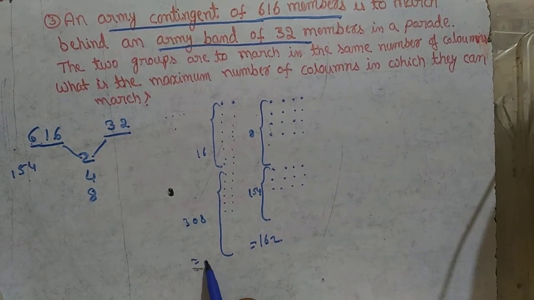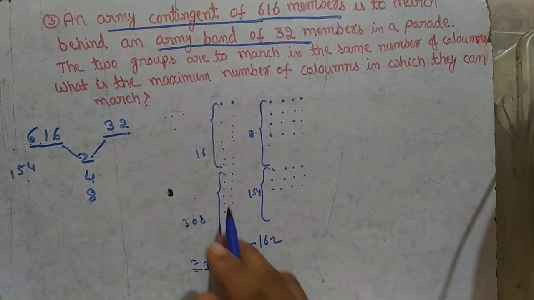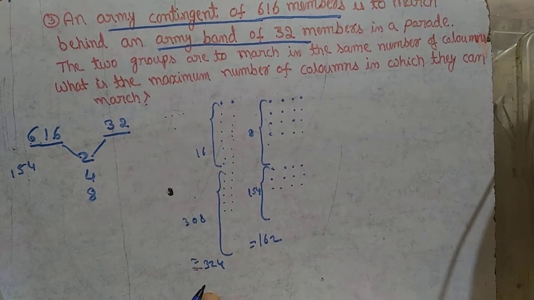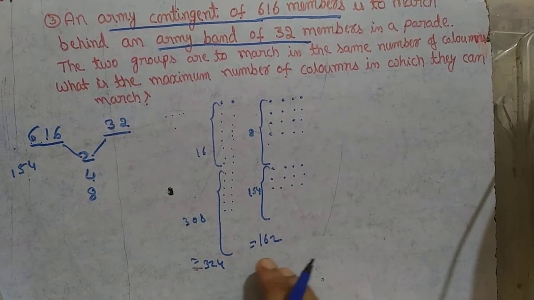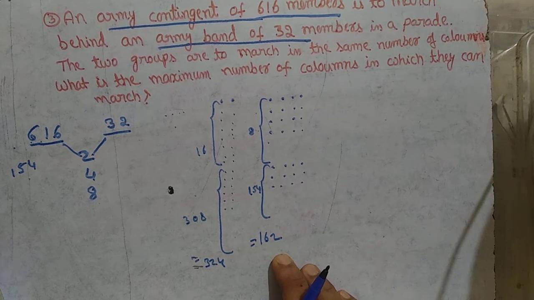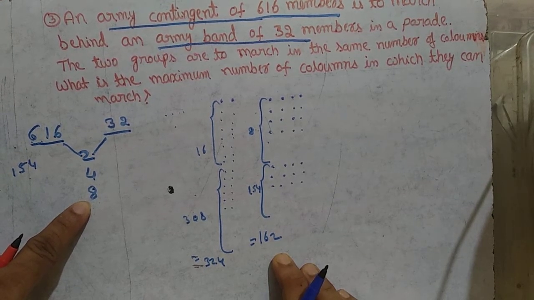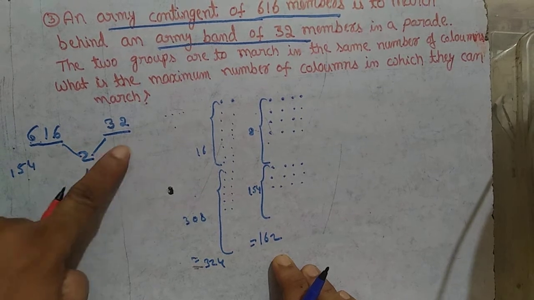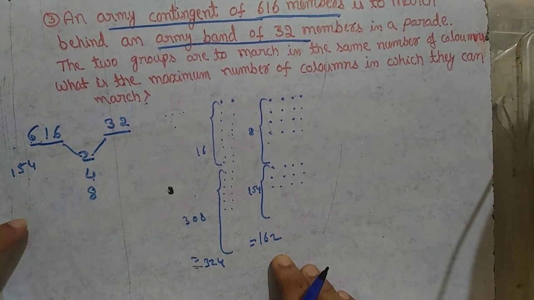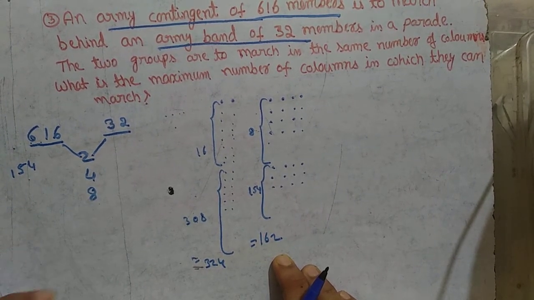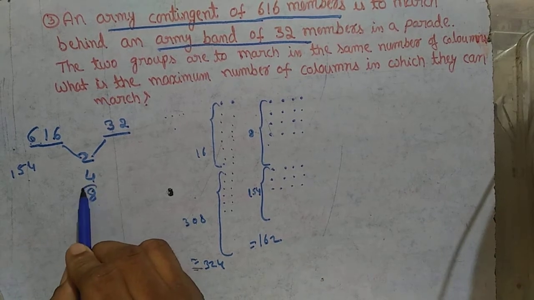Here 324 rows. It is also very lengthy, long columns. Here a little bit fewer columns. If you take 8, this is the highest common factor, HCF. HCF is the answer for us. 2 is also a factor of these two numbers, 4 is also a factor, and 8 is also a factor. In this one, we can select 8.